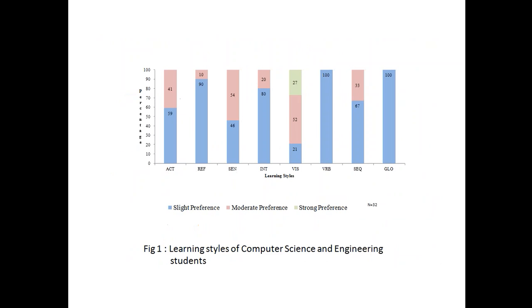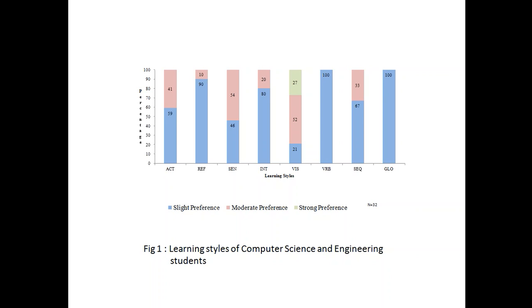When we tried to analyze further how many of the students show a strong preference for a particular style, the results were very surprising. If you have a look at this slide, only with respect to the visual learning style, 27% of the students of computer science and engineering showed a strong preference for the visual learning style. Others showed a slight or moderate preference for it.